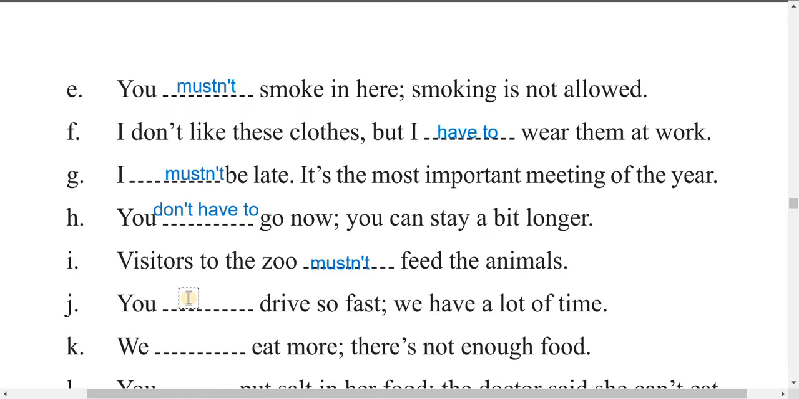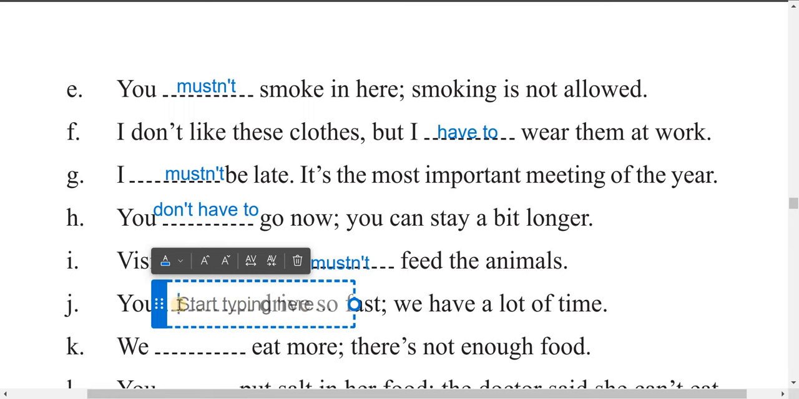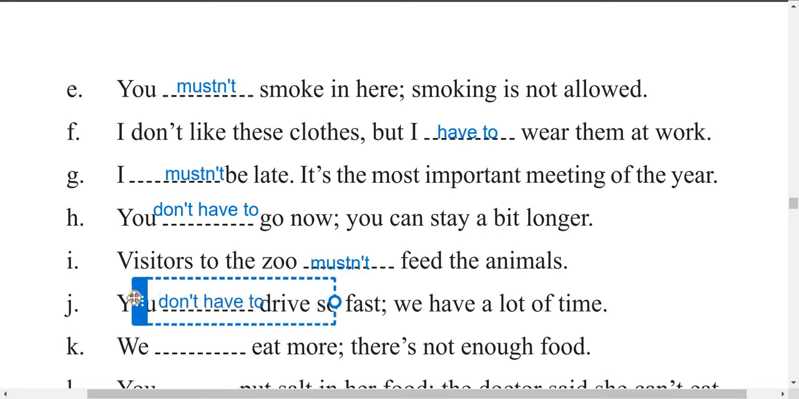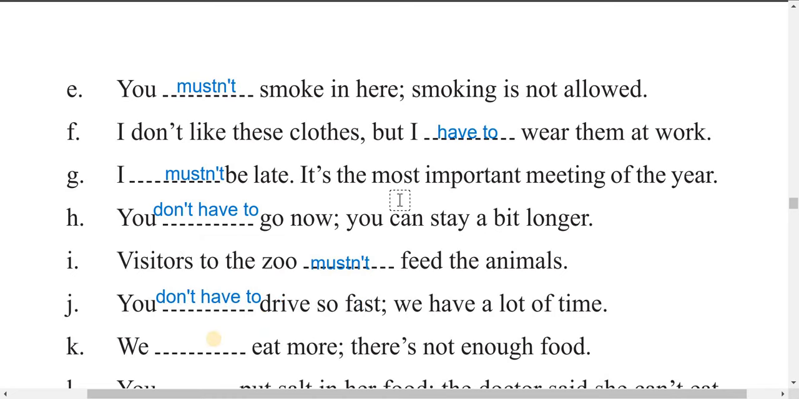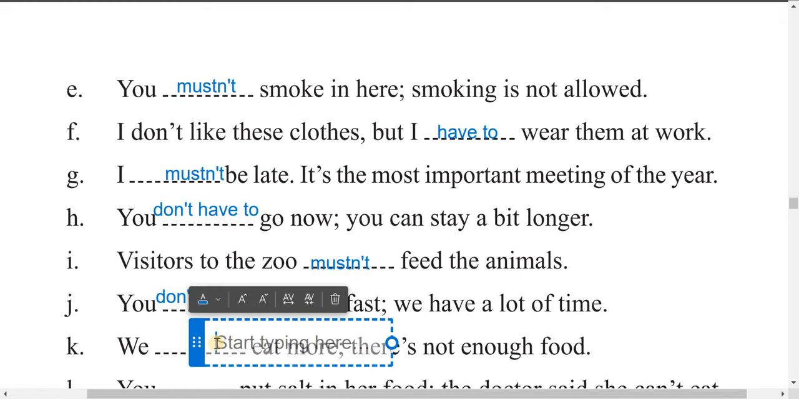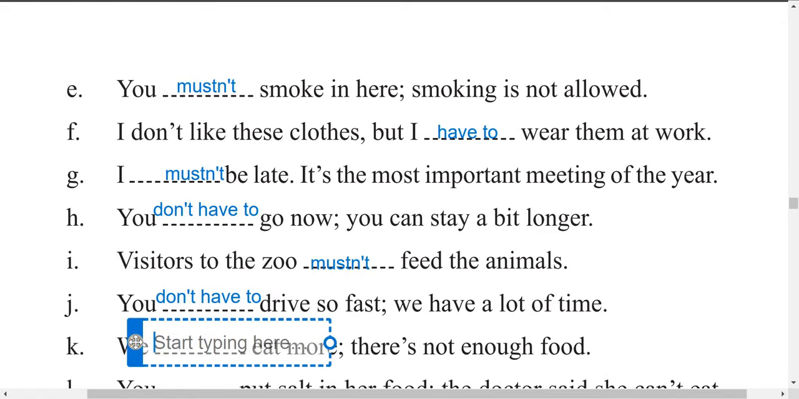Next one, you drive so fast, we have a lot of time. You must not drive so fast, or you don't have to drive so fast. We have a lot of time. Now, eat more. We mustn't eat more.